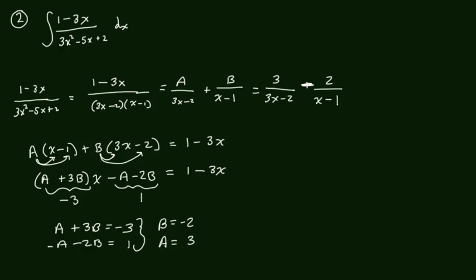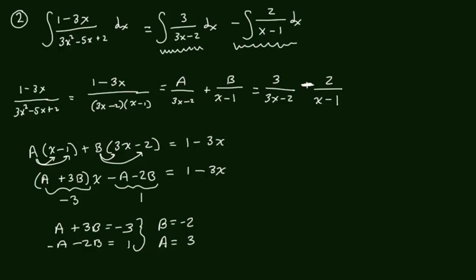And now for our integration, this will be the integral of 3 over 3x minus 2 dx minus the integral of 2 over x minus 1 dx. You have to be real careful here. This one is a straightforward natural log. This one here is also natural log, but would require a u substitution. If I can sneak this in here, where u is 3x minus 2, and du is 3 dx, and dx is du over 3, you see that that's going to cancel out with this 3.